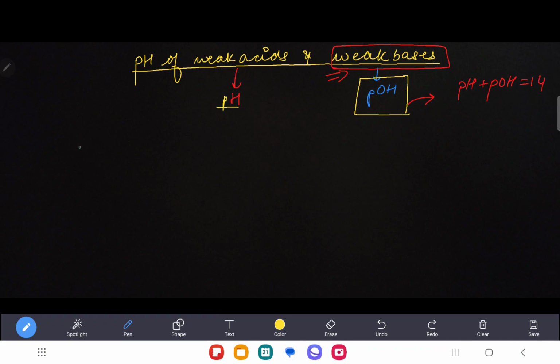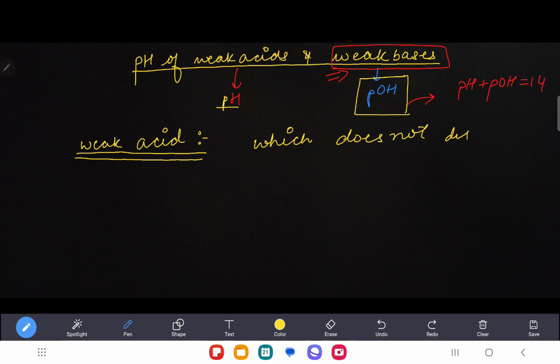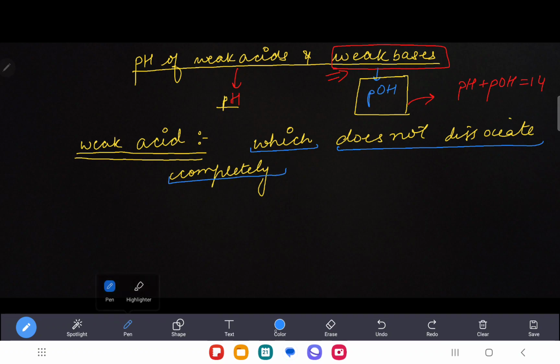Now, first of all, you need to understand what a weak acid is. What is a weak acid? A weak acid is an acid which does not dissociate completely. Yes or no? Yes. A weak acid is an acid which does not dissociate completely.